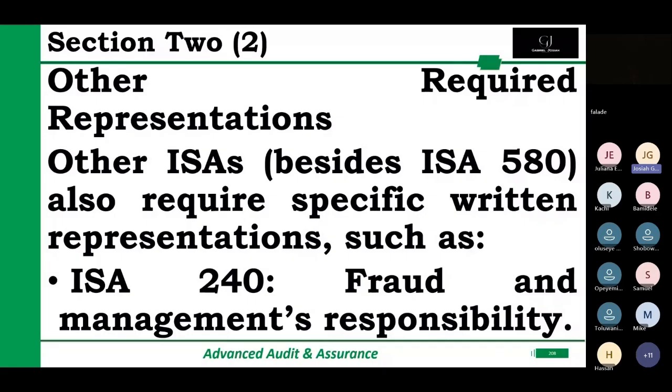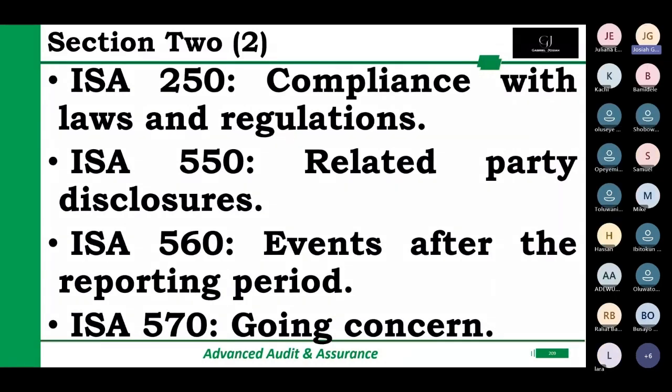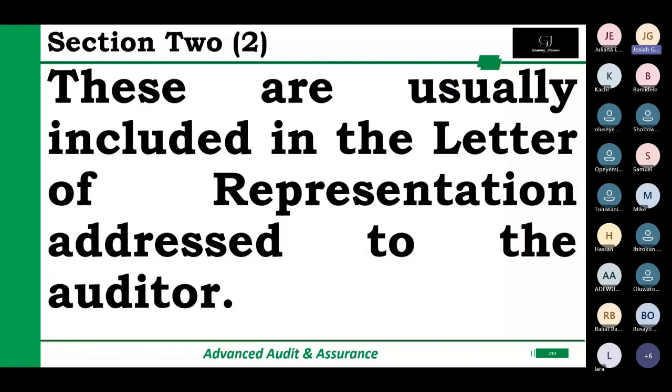So ISA 240 on fraud and management's responsibility also requires it. ISA 250, compliance with laws and regulations, NOCLAR, also supports ISA 580. ISA 550 on related party disclosures also supports that. ISA 560 on events after the reporting period needs documented written representation. ISA 570 on going concern also speaks to that. So these are usually included in the letter of representation. That's the response from management to the auditor.